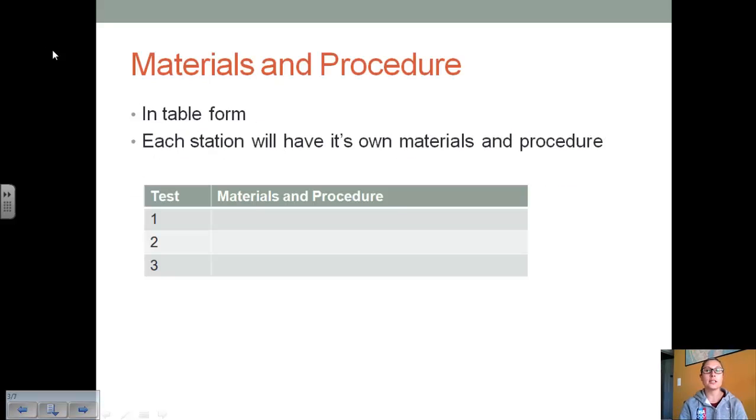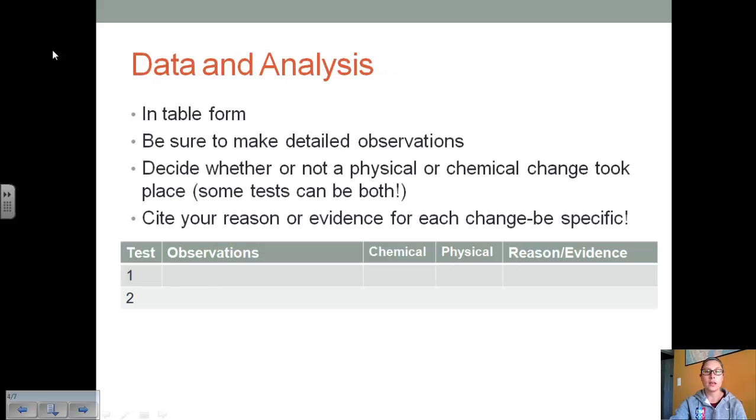The next part are the materials and procedure. This lab is going to be set up a little different. You're going to be going around to approximately 10 stations. Each station is going to have its own materials and procedure that you could just summarize. So for right now, you'll just need to make a blank table that has room for about 10 tests and then room to write in your materials and procedure for each station, which you'll do during the lab.